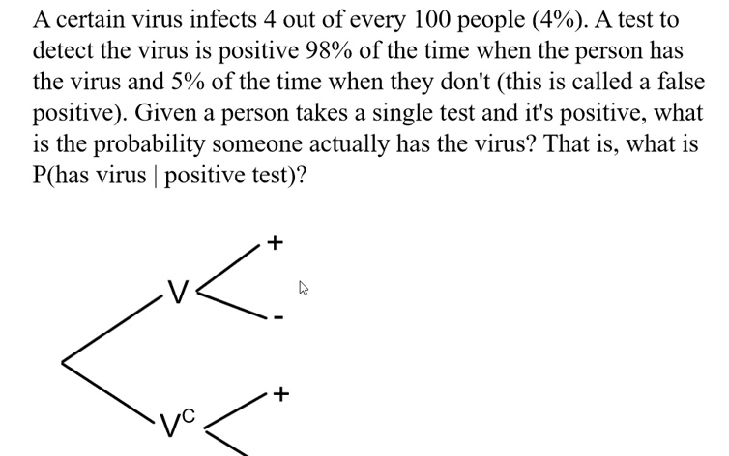So what that means is 5% of the time when somebody takes it and they don't even have the virus, it's going to actually say that they do. And that's what gives a false positive. So we'll see what the side effects of that are. So given a person takes a single test and it's positive, what is the probability someone actually has the virus? That is, what is the probability that they have the virus given the test was positive?